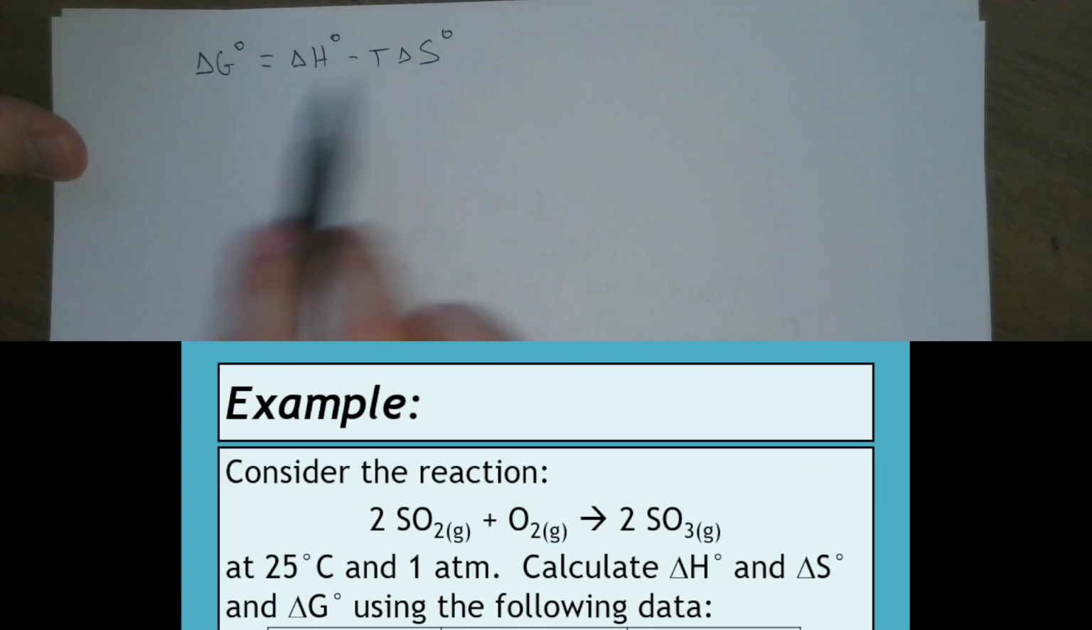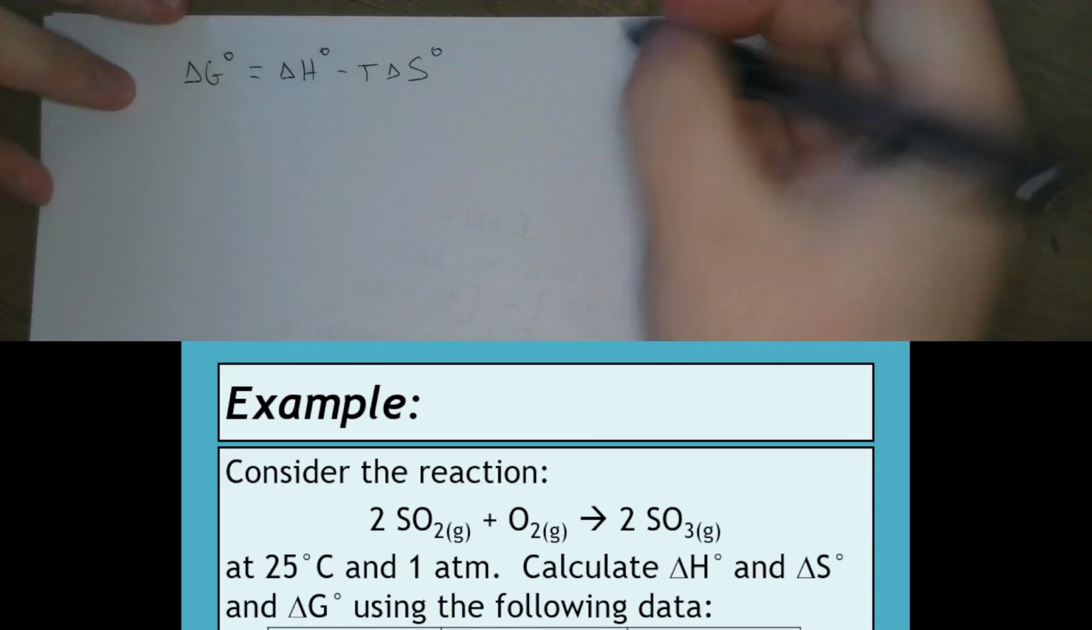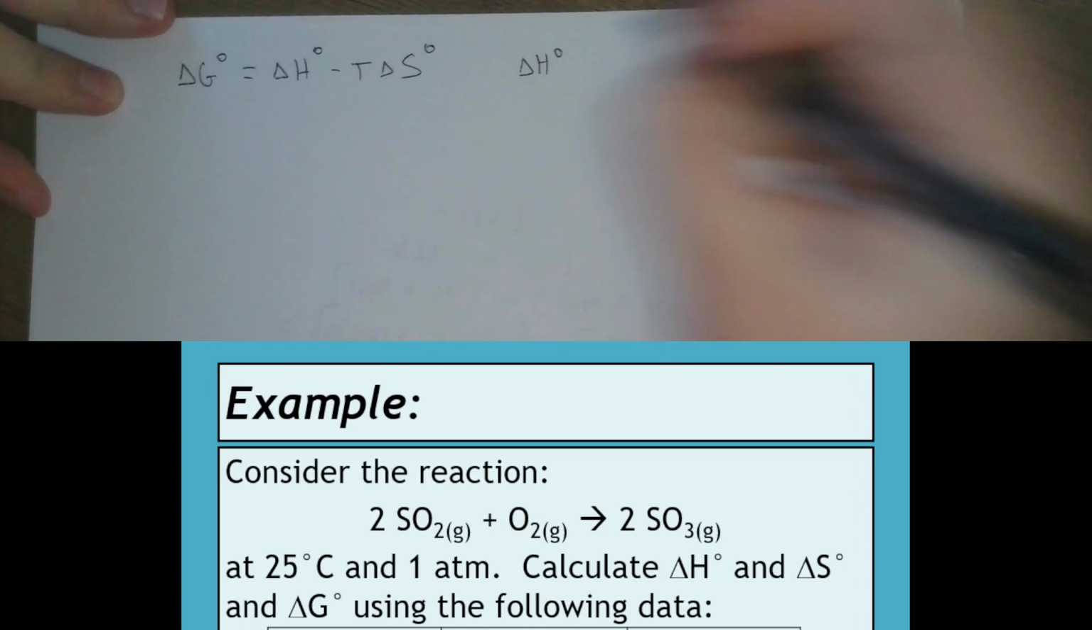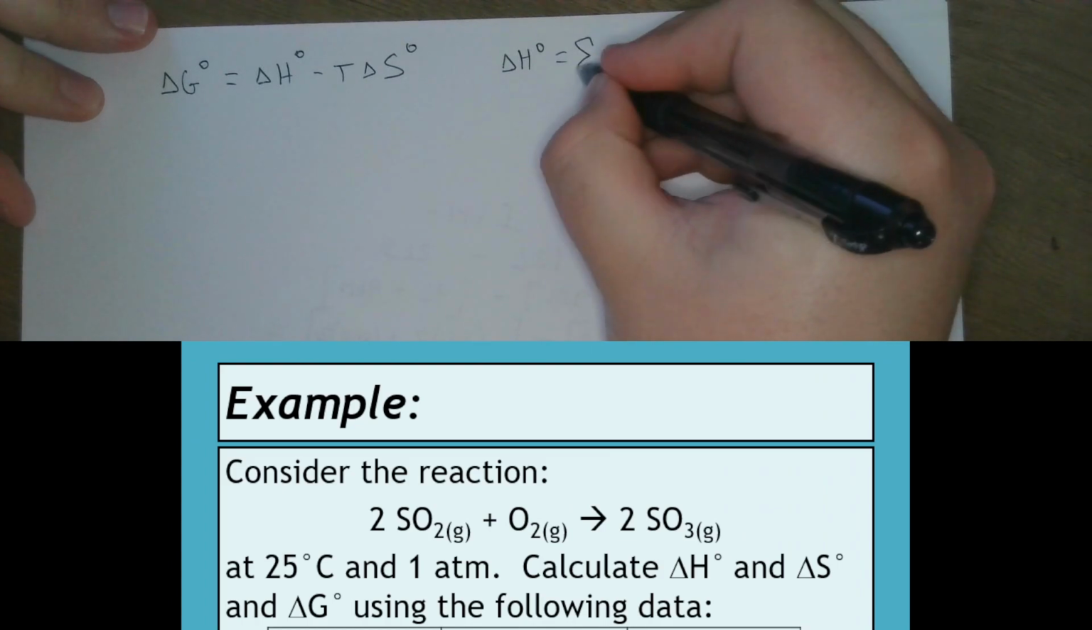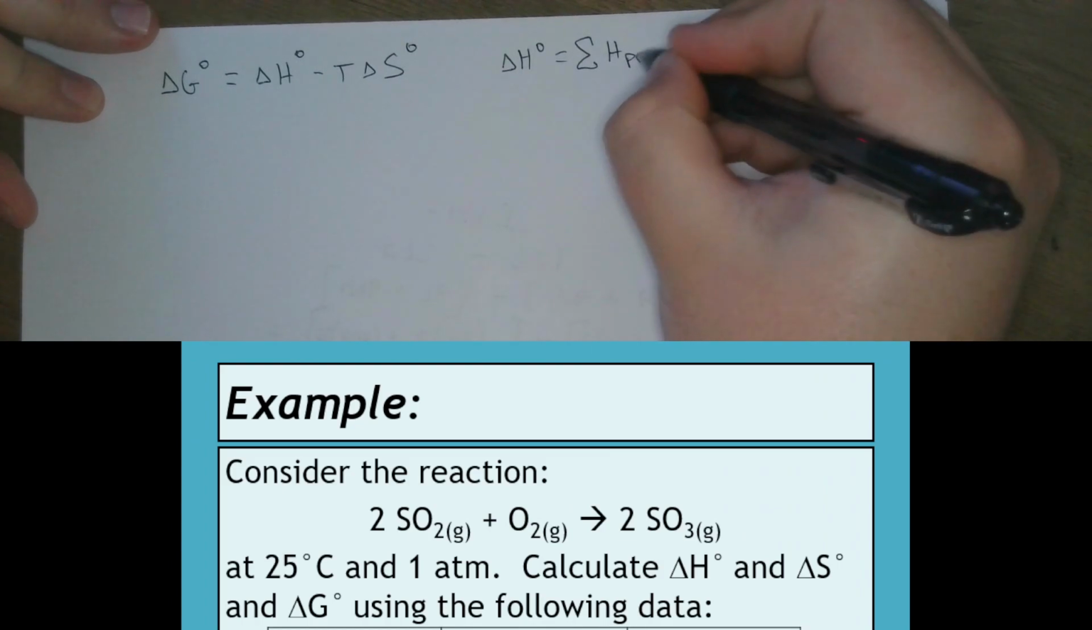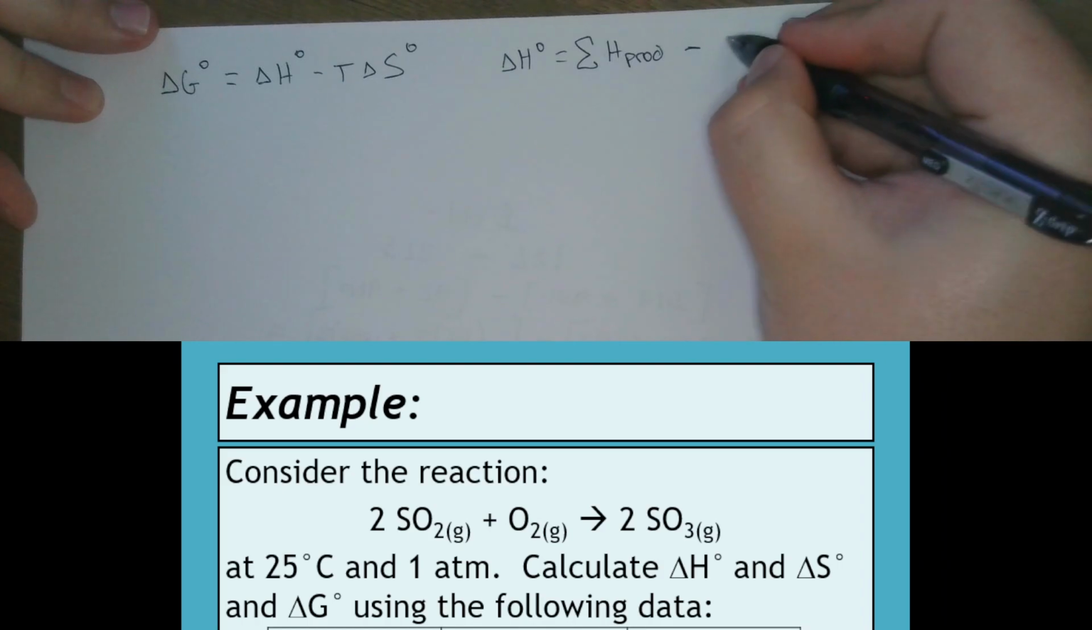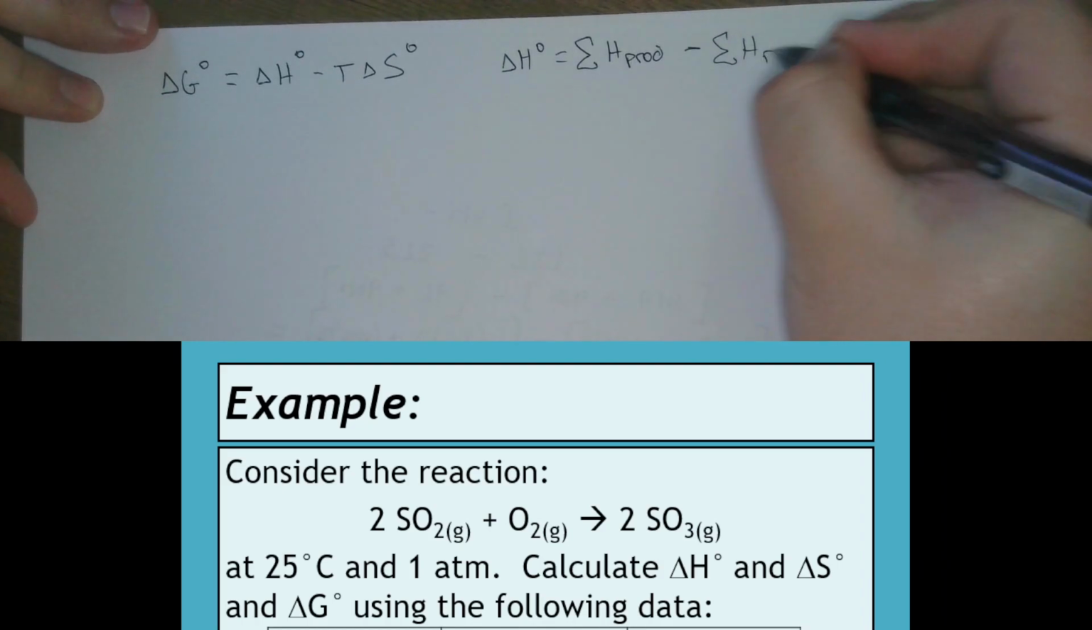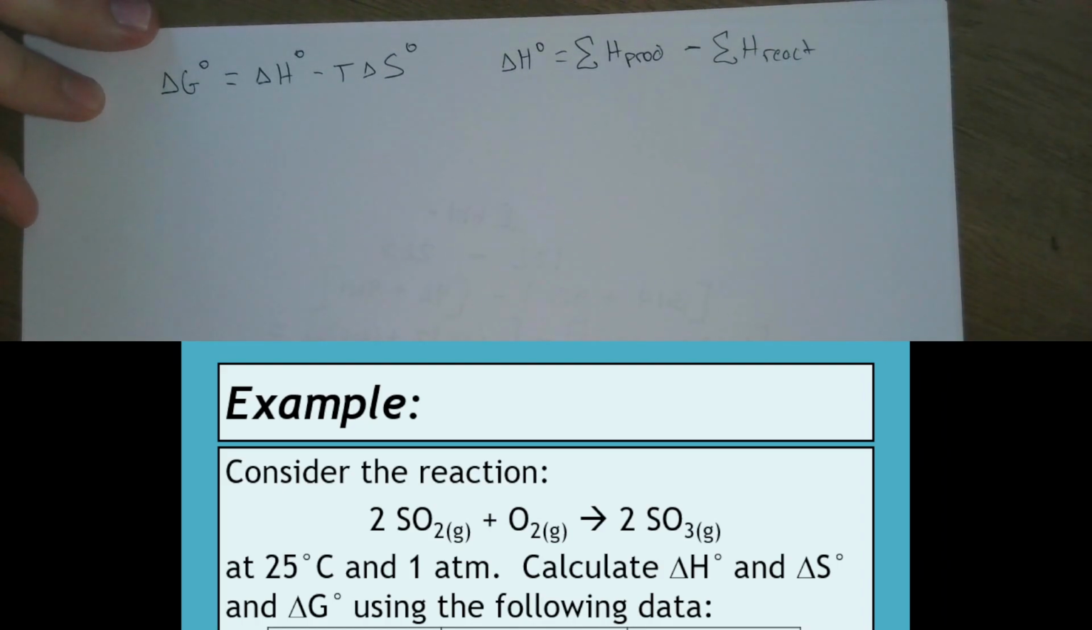Let's talk about how to find H and S. Well, we can just do the sum of the H of the products minus the sum of the H of the reactants, using the information provided to us in that data table. So let's do that first.